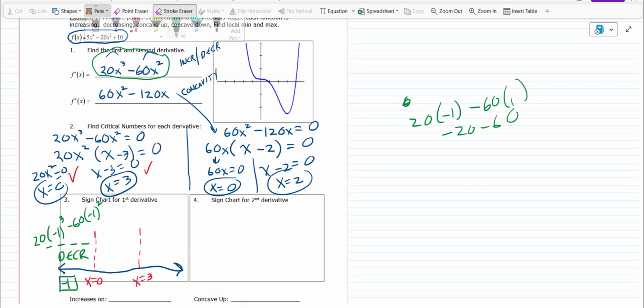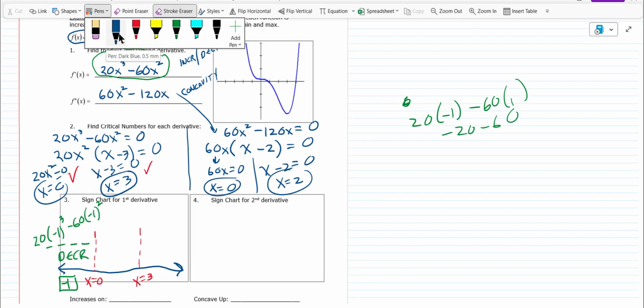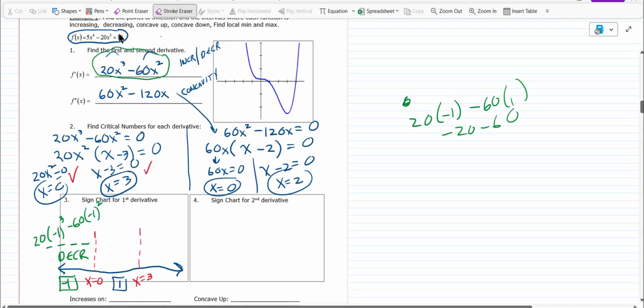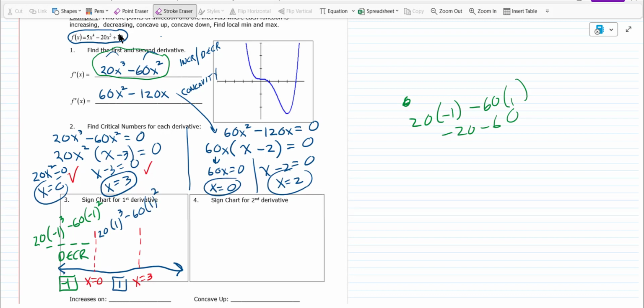Okay, now let's go with a test point between 0 and 3. Let's go ahead and use 1. Again, plug into the first derivative. So we'll do 20 times 1 to the third minus 60 times 1 to the second. That's negative. So what are we doing? We're still decreasing. Just plug your test points in.